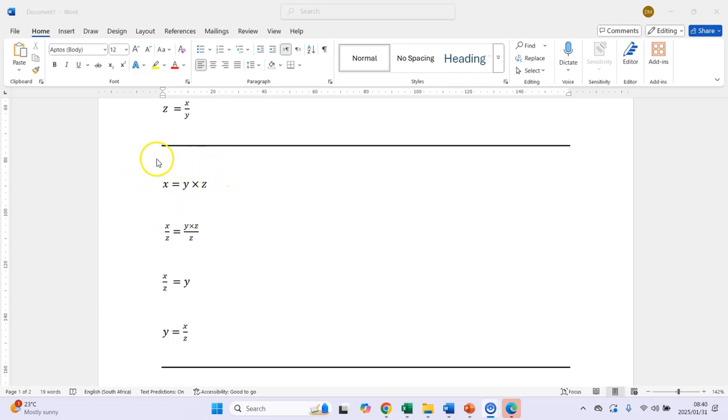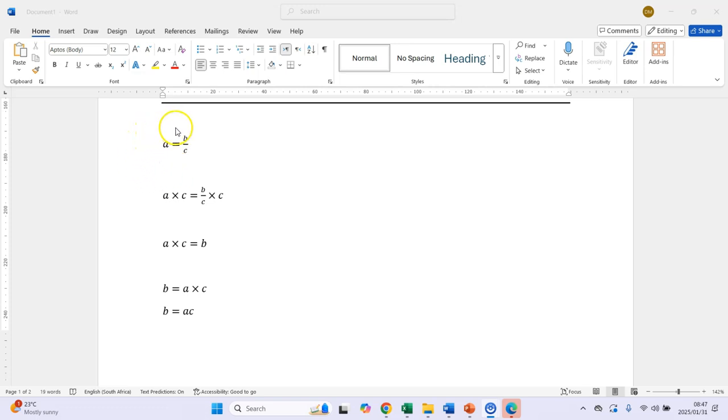Let's go back to the original equation of x equals y times z, except this time we want to solve for y. So that means that we need to divide both sides of the equation by z so that we end up with y alone on one side of the equation. By dividing both sides of the equation by z, we can cancel out these z's over here. So we end up with x over z is equal to y, or y is equal to x over z.